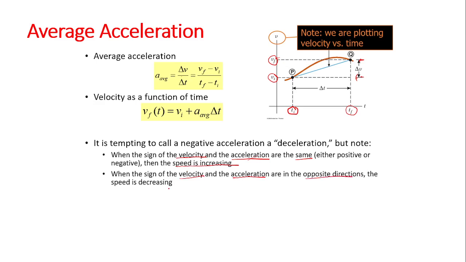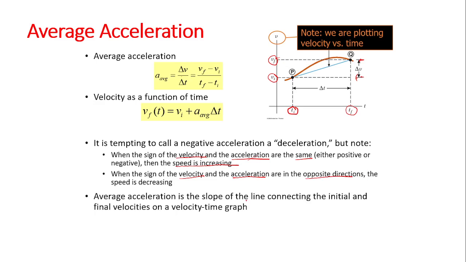Okay. Now, average acceleration is the slope of the line connecting the initial and final velocity on a velocity time graph. So the slope or the gradient of this particular blue line, that's what we are calling the average acceleration. Take note of that.